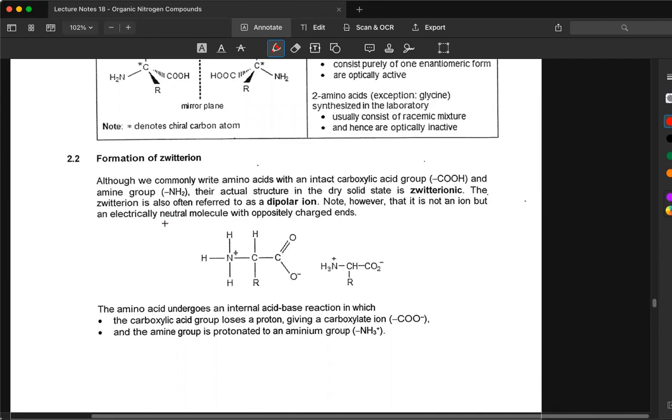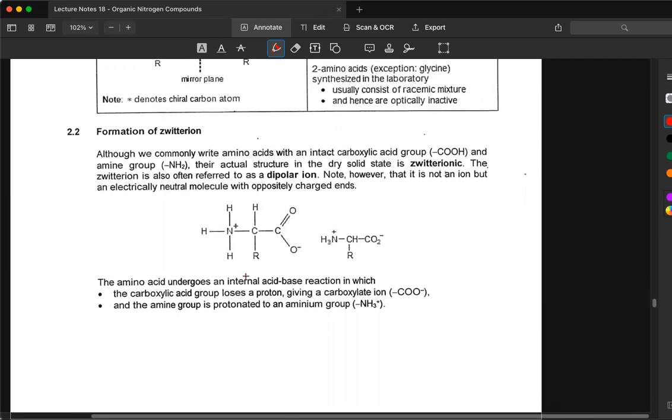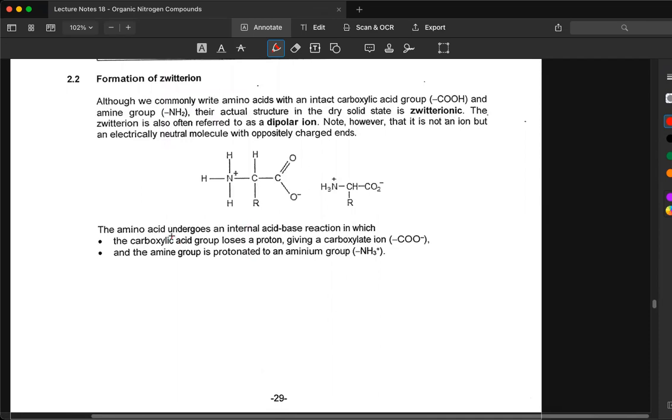Okay, Zwitter ion. We commonly write amino acids with an intact carboxylic acid group and amine group. The actual structure in the dry solid state is Zwitter ionic. That is the correct way of representing it, and it's a dipolar ion. But it is not an ion, it's an electrically neutral molecule with oppositely charged ends, so it neutralizes each other. The amino acid undergoes an internal acid-base reaction where the carboxylic acid group loses a proton to form a carboxylate ion, and the amine group is protonated to an aminium group.